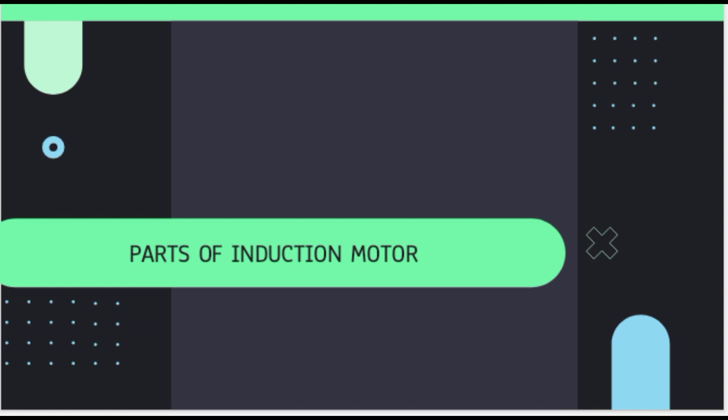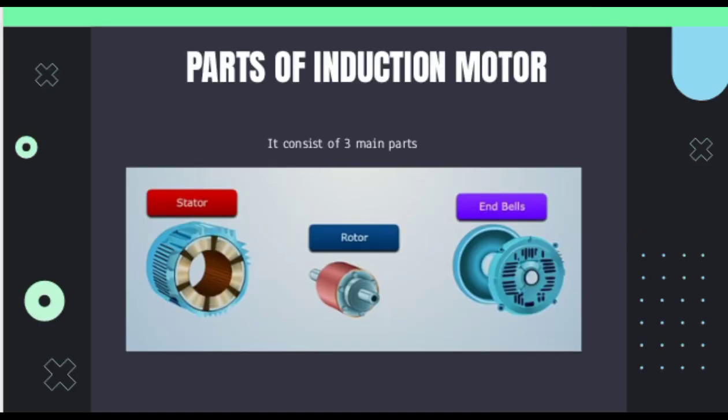Parts of the induction motors. The three main parts of an induction motor are as follows: 1, stator; 2, rotor; 3, end bells. The stator is the fixed part of the motor and provides a rotating magnetic field that interacts with the rotor. One or more copper windings form a pole inside the stator. The electric current alternates across the pole, giving rise to the rotating magnetic field.